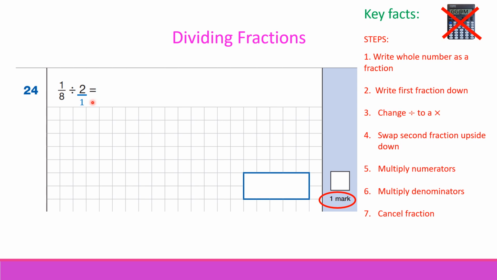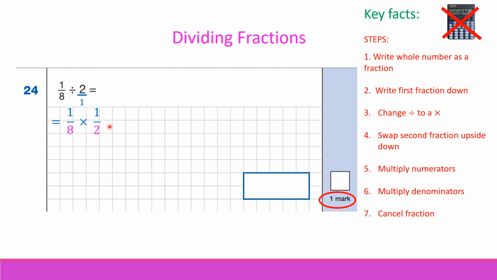Now you can write this on the actual question underneath to save you some time in the exam writing out the question again, because you've got to do these questions fairly quickly in order to get them done in the time. So this next step says write down the first fraction, which is 1/8. So you're going to write down 1/8. We're going to change the divide sign to a times, and then you're going to swap this second fraction upside down. So the 1/8 comes first, the divide becomes a multiply, and the 2 over 1 swaps to become 1 over 2.